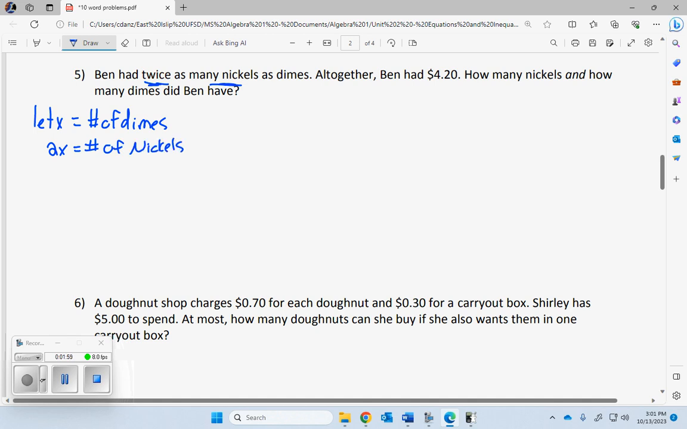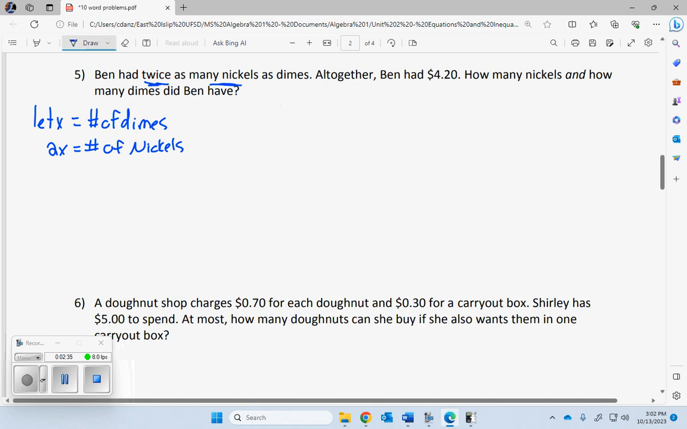And then here's a huge mistake that people make. Don't write this. Too many people say x plus 2x equals $4.20. And that's a very false statement. Remember that this is the number of dimes and this is the number of nickels. The number of coins can't be a decimal. It's the value of the coins that's the decimal, right? So please be so careful. Let me show you the correct way of writing this. You could do this with me now.